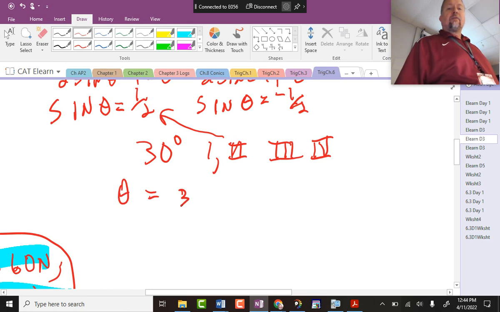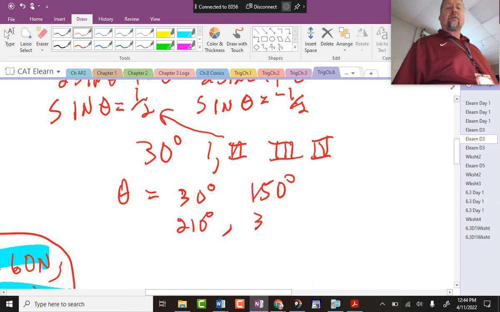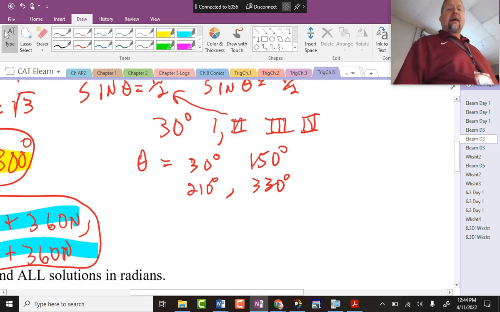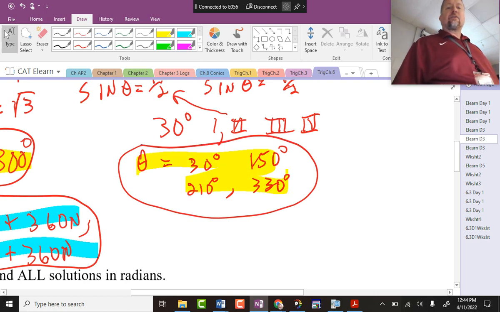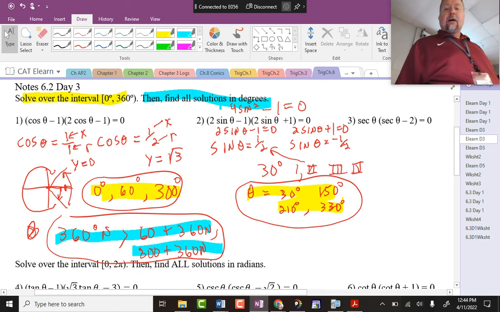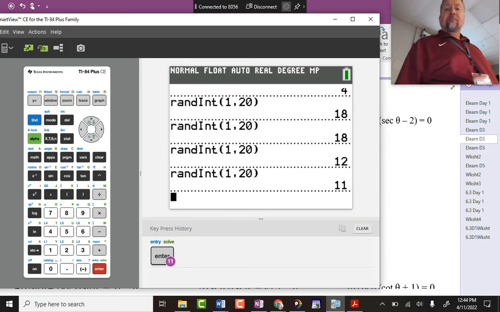30, 150. What else? 210. Yeah, we're getting this jerky pen thing. And then what? 330. There it is. Connect, connect, connect. That is from 0 to 360, those directions. Okay, now let's get somebody else.